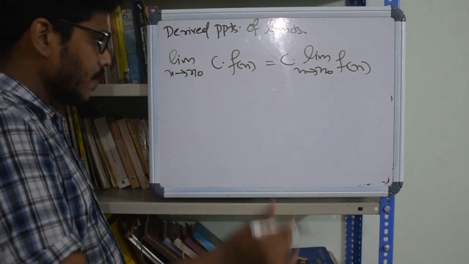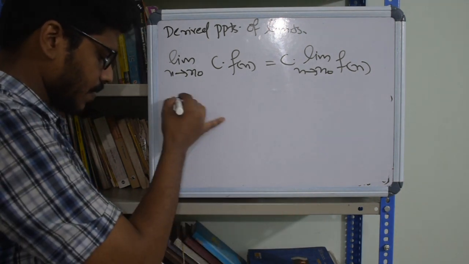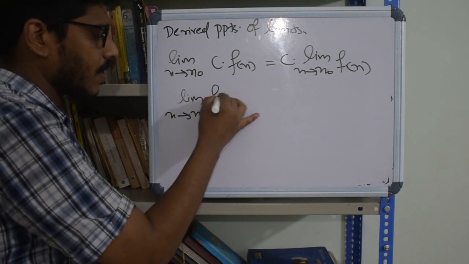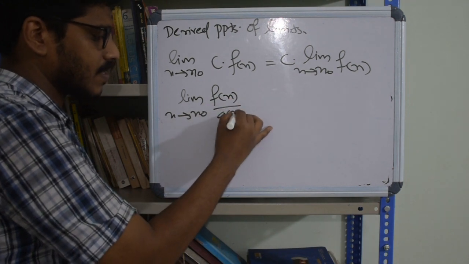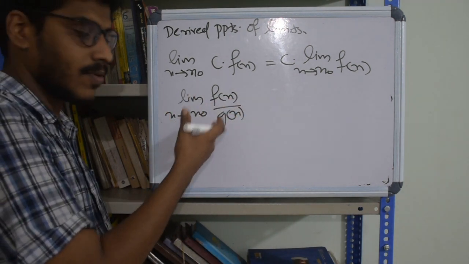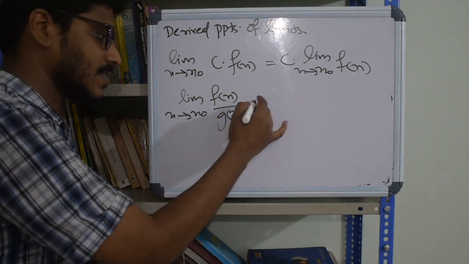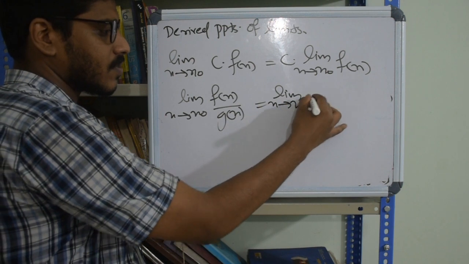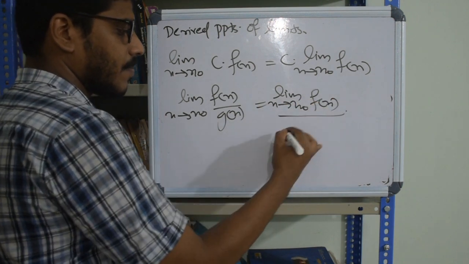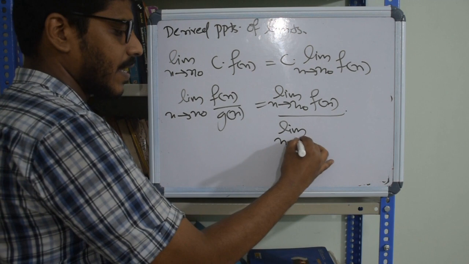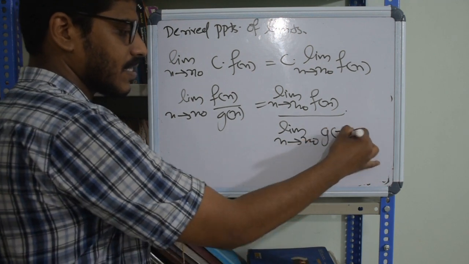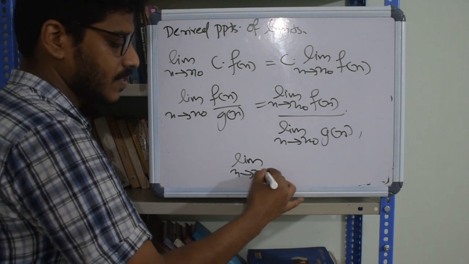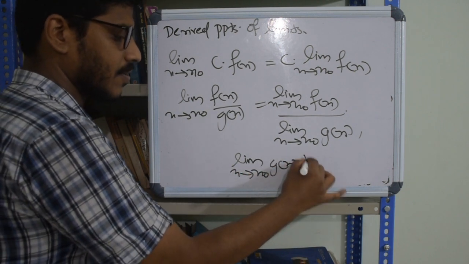Right. Now the quotient rule. Limit x tends to x naught f of x by g of x. Suppose limit x tends to x naught f of x and limit x tends to x naught g of x exist. Then this will be equal to limit x tends to x naught f of x divided by limit x tends to x naught g of x, provided limit x tends to x naught g of x is non-zero.